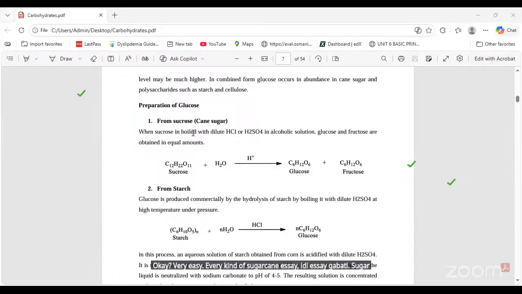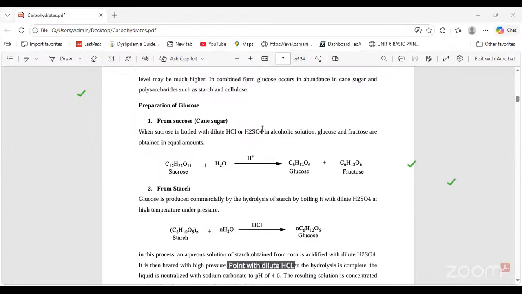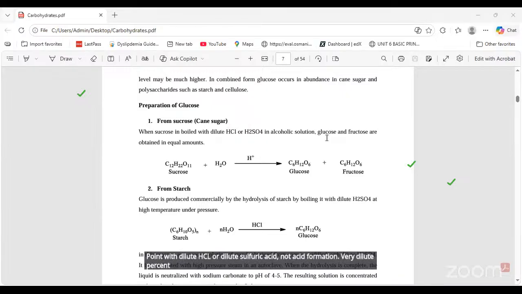Sugar is called sucrose. When sucrose is boiled with dilute HCl, hydrochloric acid or even sulfuric acid, in alcoholic solution, glucose and fructose are obtained in equal amounts. What do we do with sucrose? Boil it with dilute HCl or dilute sulfuric acid, very dilute percent. What happened? Glucose and fructose are obtained in equal amounts. That is why, to get sugars from sugar cane, what do they add here?